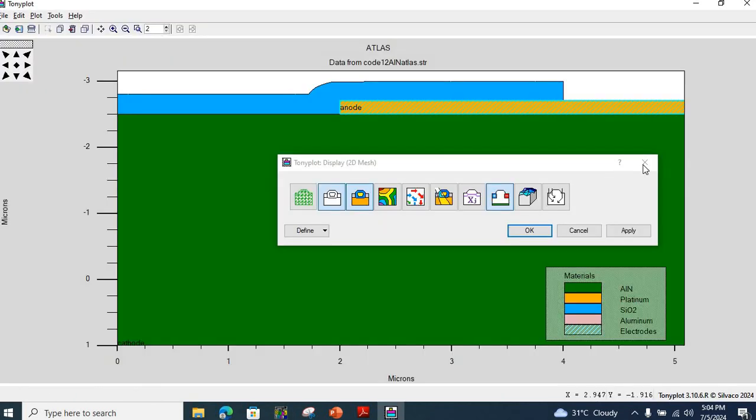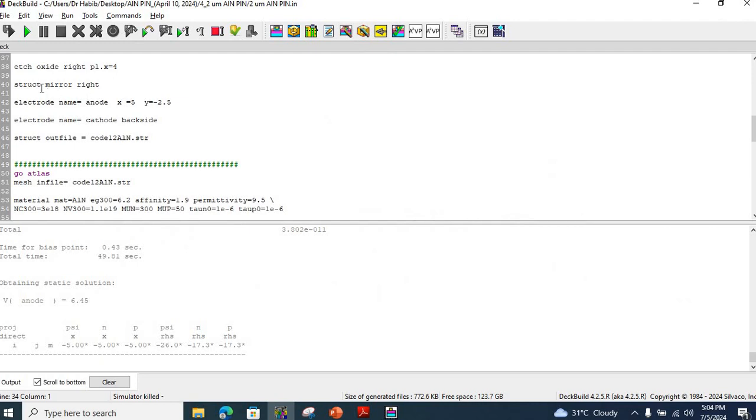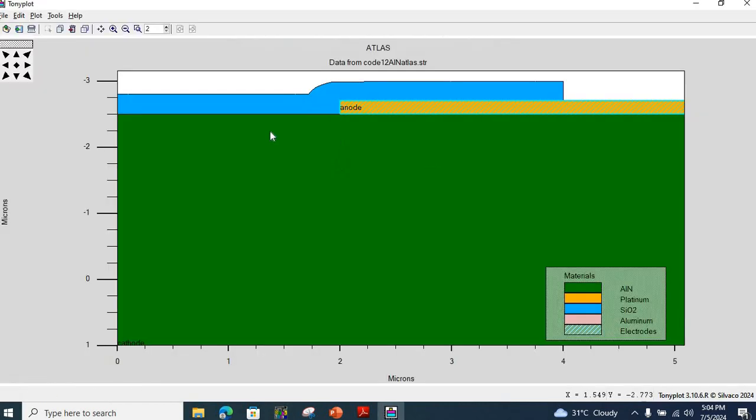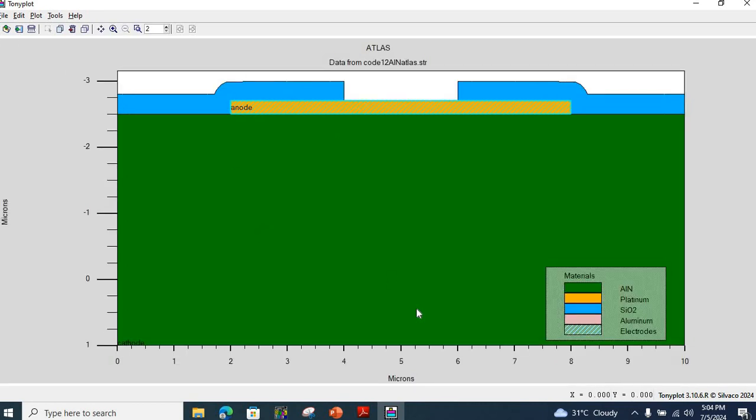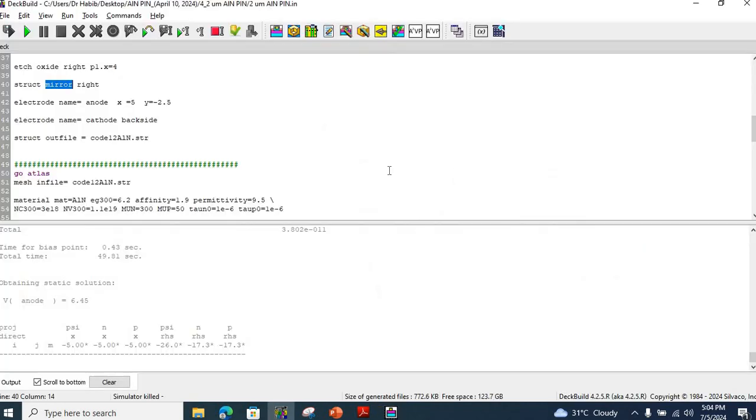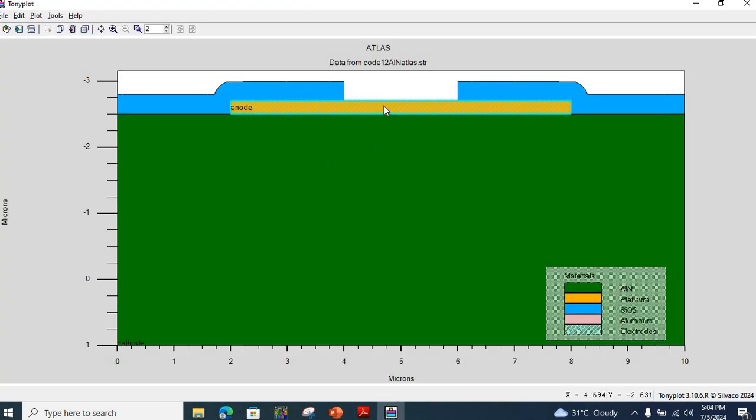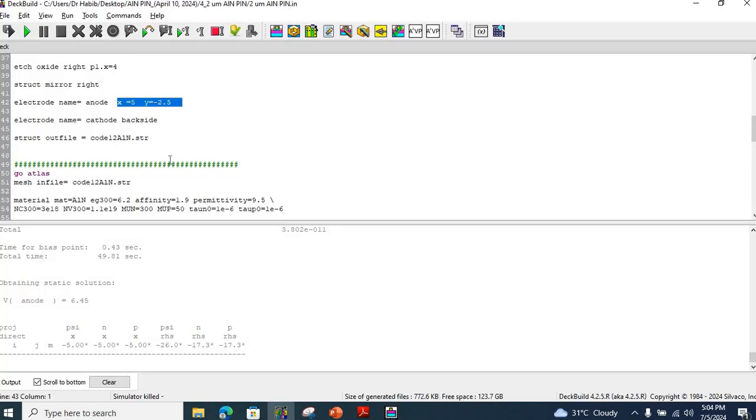This makes half of my structure. Then I use this command, mirror, to mirror the structure to the right. So now it extends from 0 to 10 micrometers with a beautiful representation. I have defined this point as the anode and the back side of the structure as cathode. So this platinum layer is assigned as anode, and the back side of the structure is assigned as cathode.